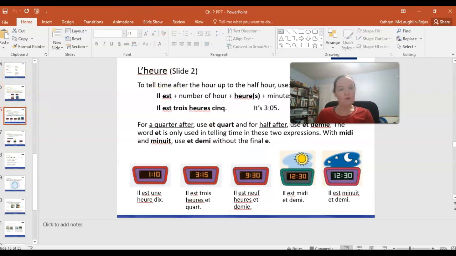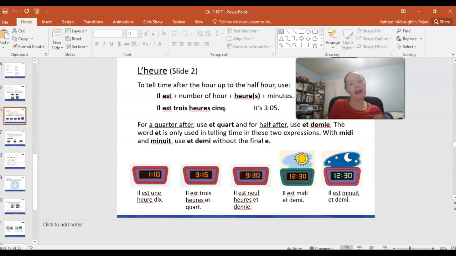All right, so if you want to get a little more detailed with your time telling, you might need to add some minutes to your time. And that could be 5 minutes, it could be 15 minutes, it might be 30 minutes, and there are various ways to do that. So for example, if it is 1:10, that would be il est 1h10. So it is 1 hour 10. We would say it the same way in English, right? It's 1:10.